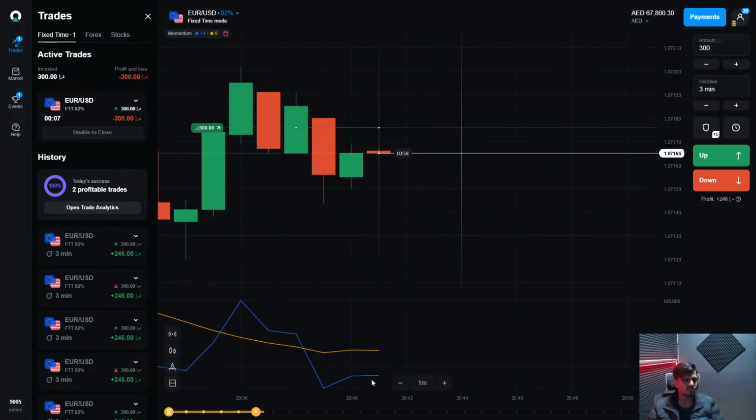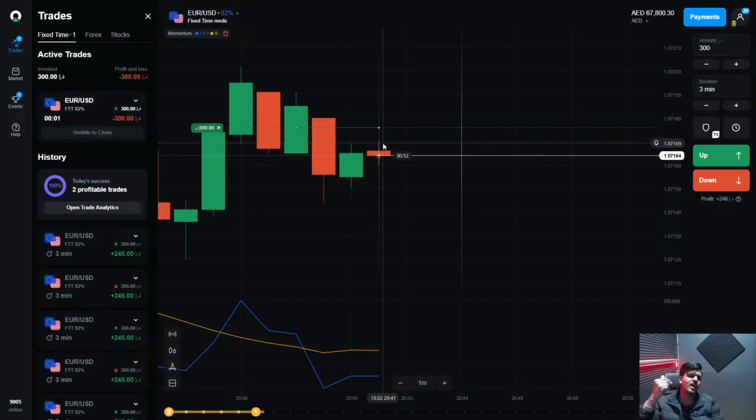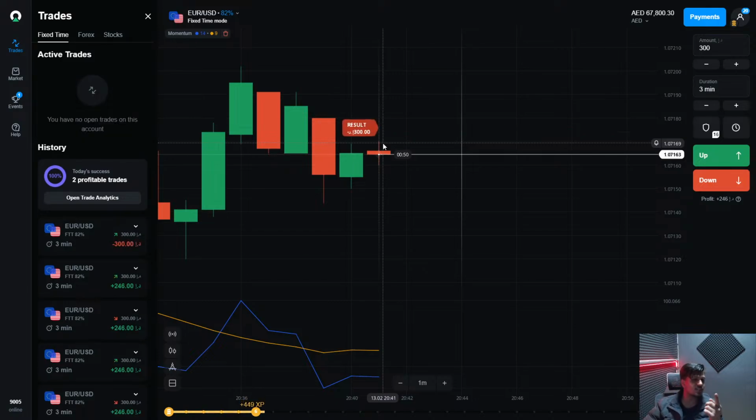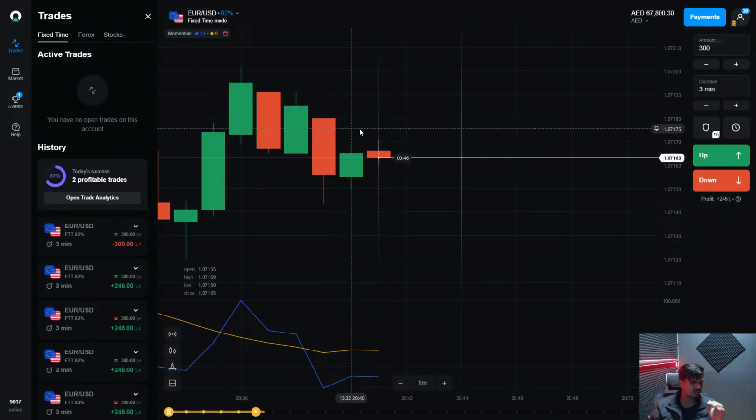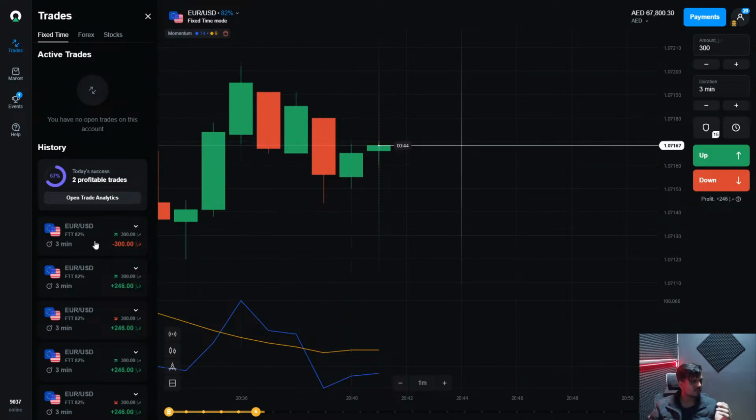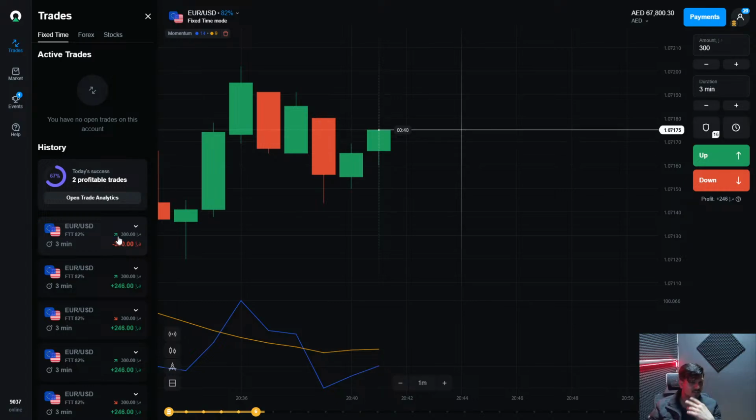Oh, it's moving, trying to go downward. See guys. 5 seconds. 4, 3, 2, 1, and it's a loss. And after this loss, you will see here, guys, it's just a loss right now. Did you see? If I continuously lose, then I will use the martingale strategy here.